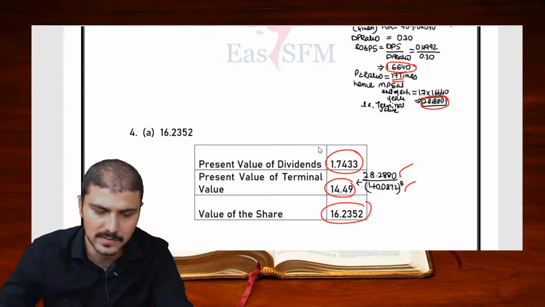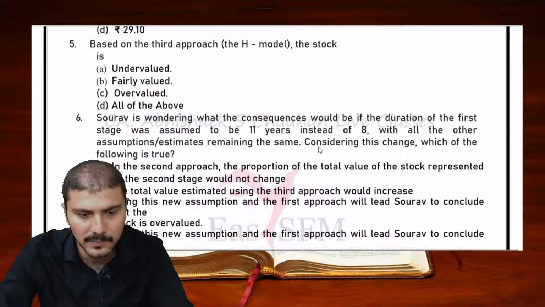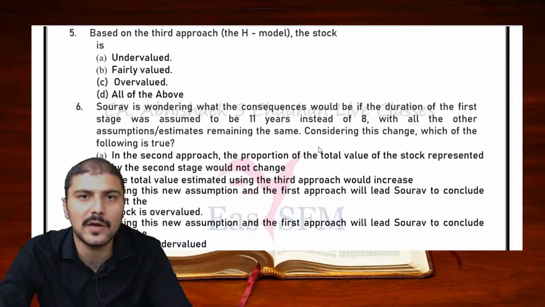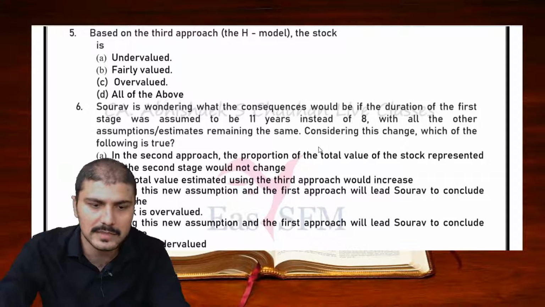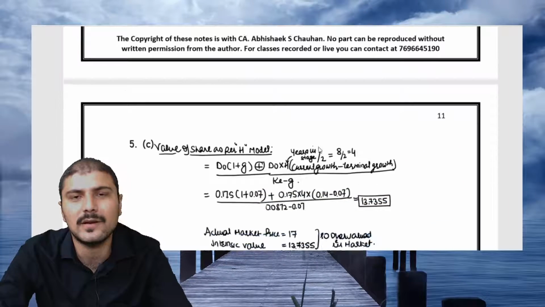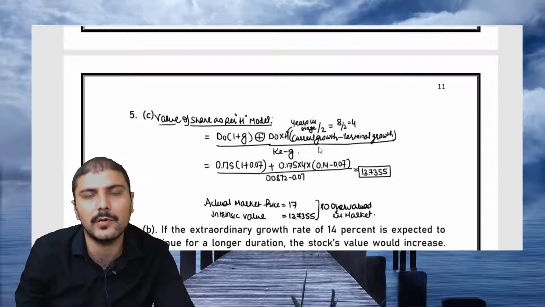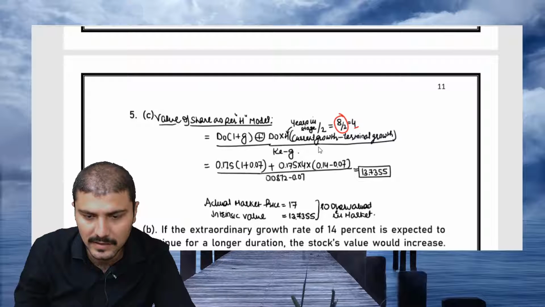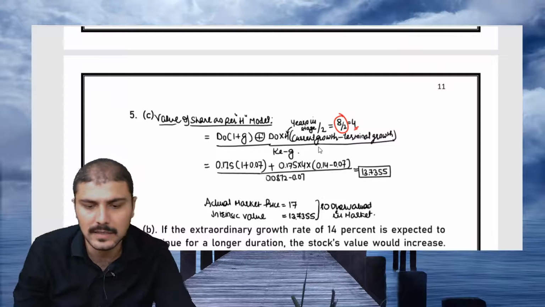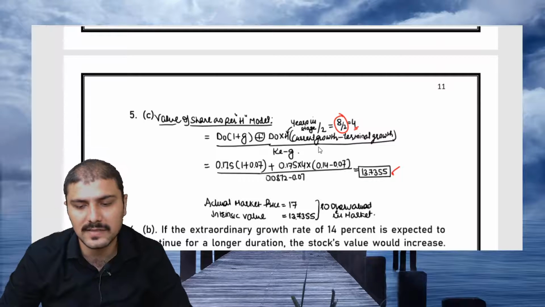Next, moving ahead is the second last part. Based on the third approach, the H model, the stock is, now I have given you the formula for the H model, every value you are having. So let's see the answer for this particular, whether this stock is overvalued or undervalued. But for that purpose, we have to calculate the value as per the H model. So D0 into 1 plus G plus D0 into H, that is 8 years divided by 2, 4, divided by current growth rate 14% minus terminal growth rate 7% divided by K minus G. So according to the H model, the price of the share is 13.7375.